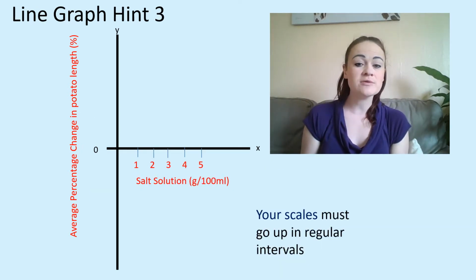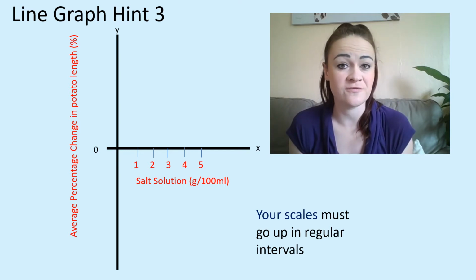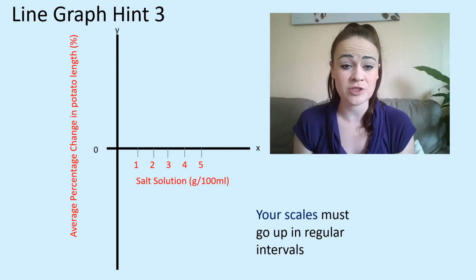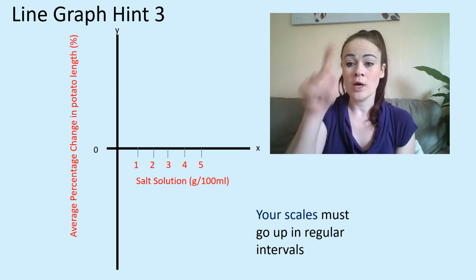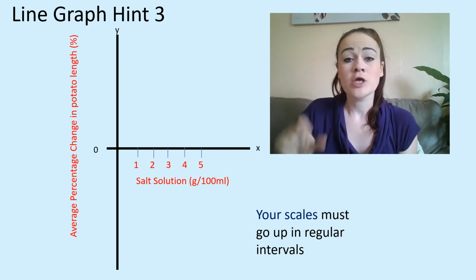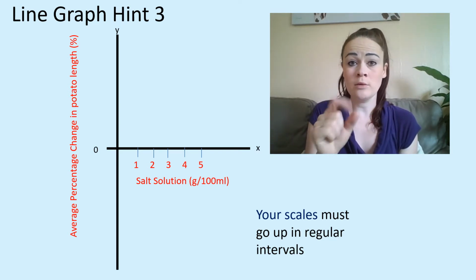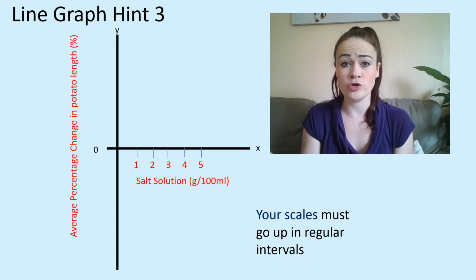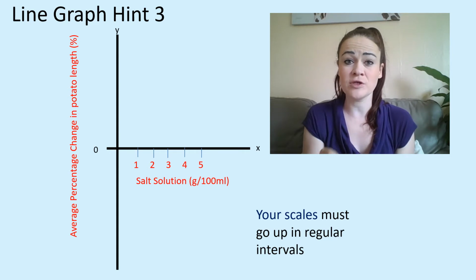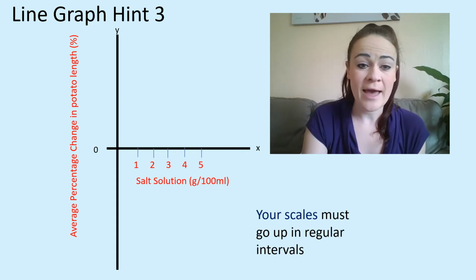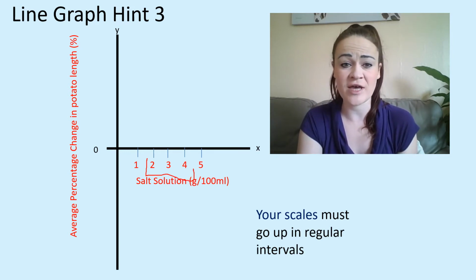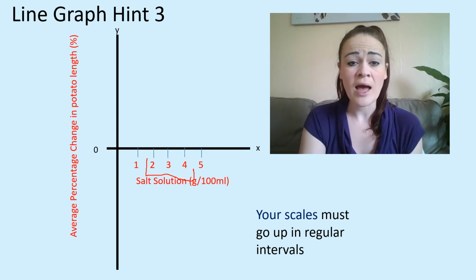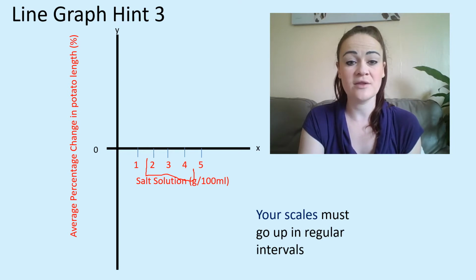So hint number 3 is about scales. Remember, they must go up in regular intervals. Now your salt solutions were 0 grams per 100 ml, 1 gram per 100 ml, and 5 grams per 100 ml. But what you're not going to do is just go 0, 1, 5, okay? You need to have the regular intervals. Between 0 and 1 is 1 unit, but between 1 and 5 is 4 units, okay? So if you're doing regular intervals, they must be going up in 1 unit. So you're going to include 2, 3, and 4. And it doesn't matter that you've not got data for that. You just don't put any crosses above those points. You'll just have it on the 0 line, the 1 line, and the 5 line.